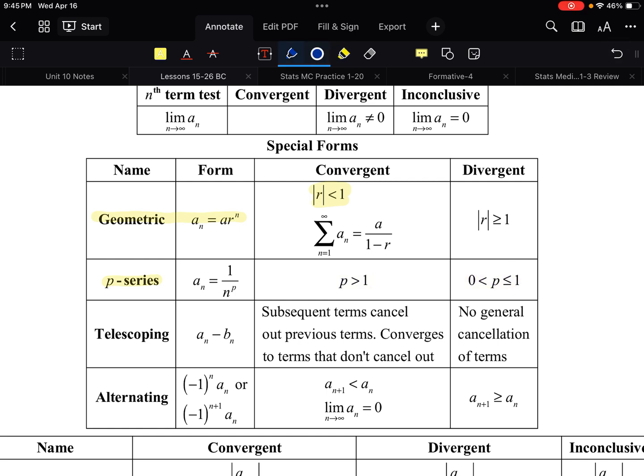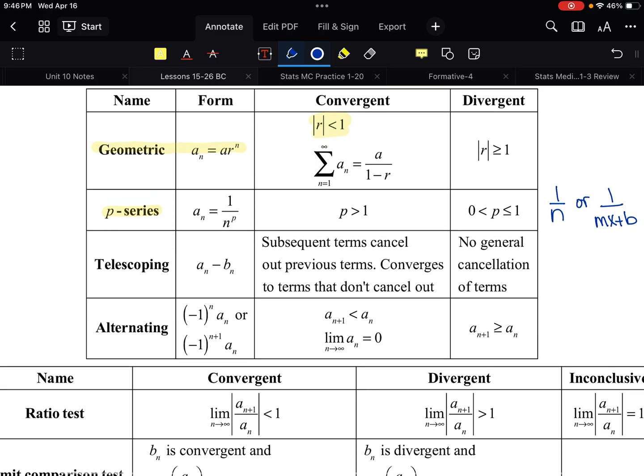The ones to watch out for here are like 1 over n, because that's 1 over n to the first power. Exponent is 1, divergent. Or a variation of that is if you have 1 over anything that's linear. If you have 1 over a linear function, that is also like to the first power, essentially, and that is also always going to be divergent.